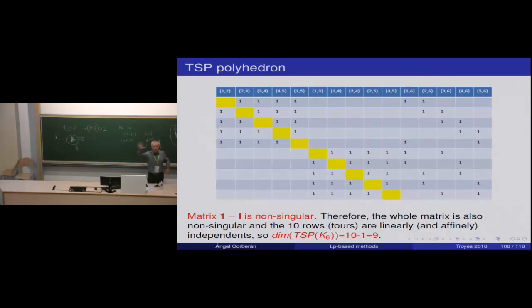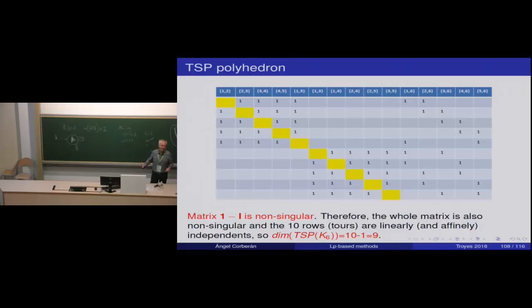So the sum of the variables associated to your problem has to be equal to n. All our solutions belong to this hyperplane, and of course the right-hand side is not zero, so it doesn't pass through the origin. So in this case, the number of affinely and linearly independent tours is the same. So 10 linearly and therefore affinely independent tours, so the dimension is this number minus 1. This can be done for any value of n.